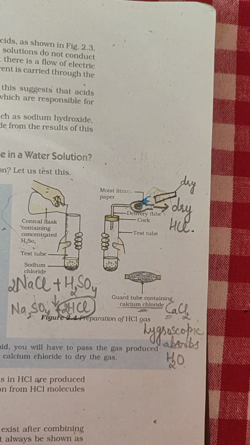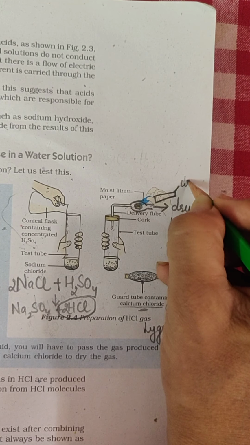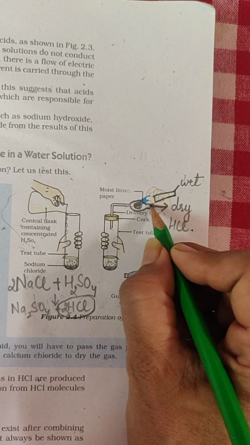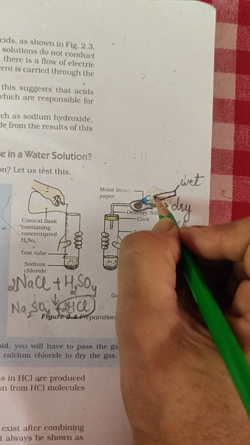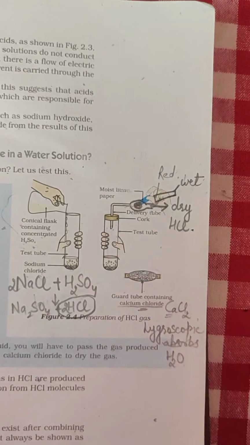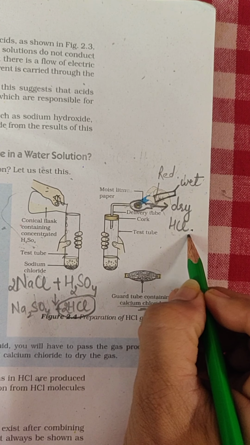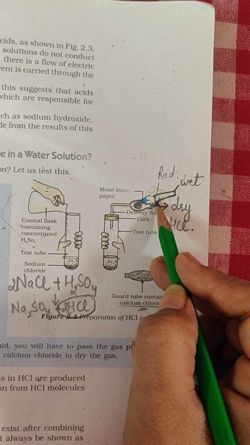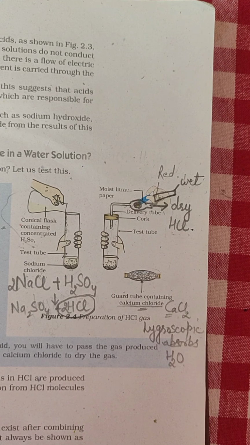Next time, instead of using the dry litmus paper, we moisten it and bring a moist blue litmus paper close. As the gas coming out from the guard tube comes in contact with the moist blue litmus paper, it immediately turns red. So why did HCl not change the color of dry blue litmus paper, and why did it turn the moist blue litmus paper red? So water has a role to play.